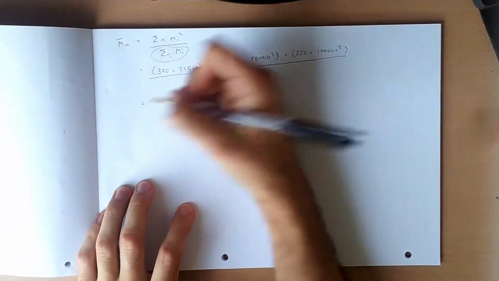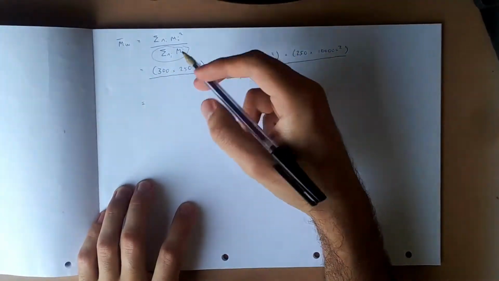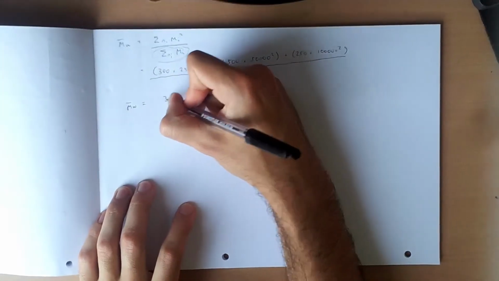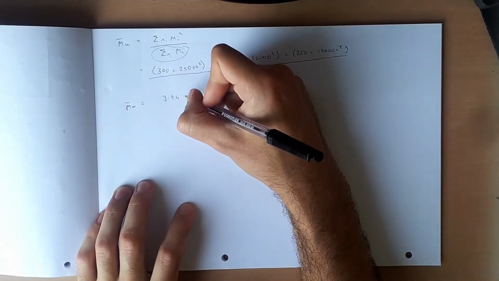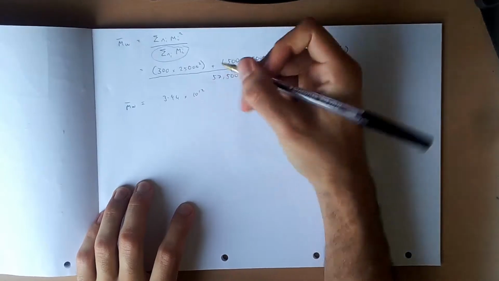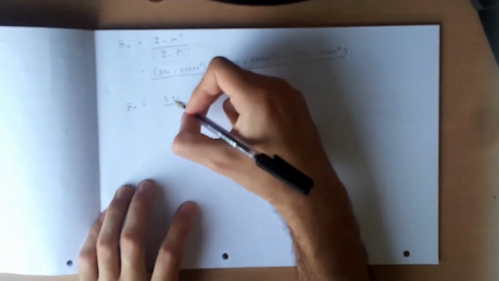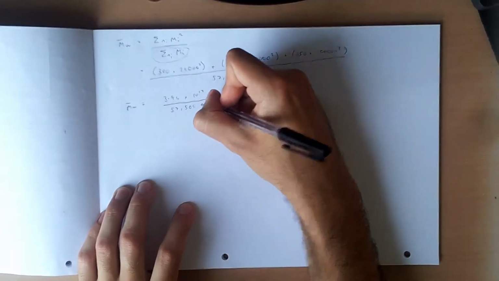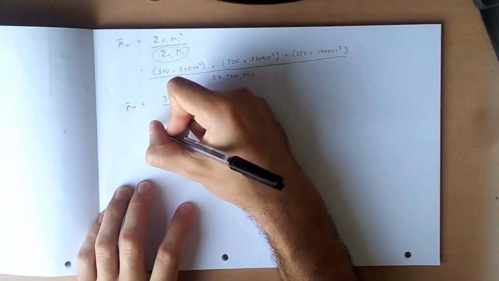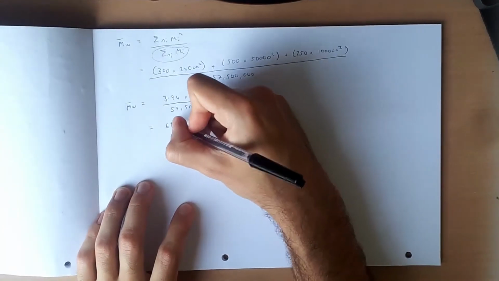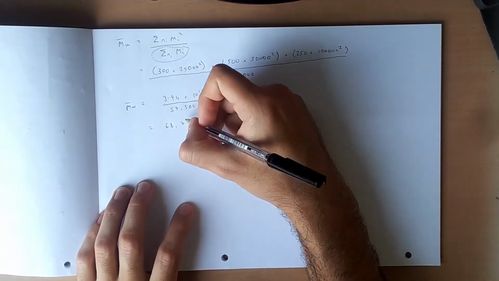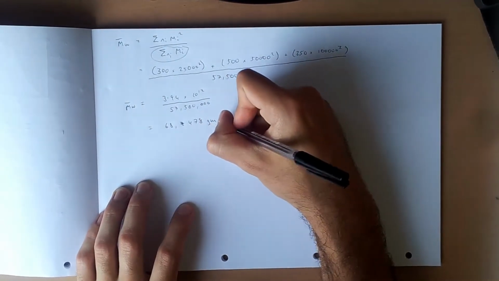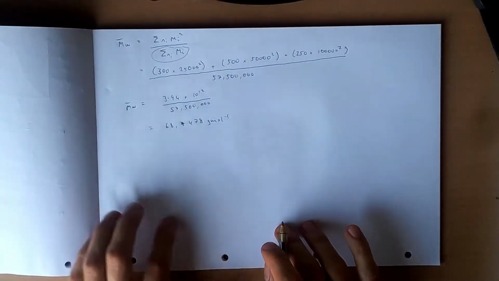So if we calculate that top part on our calculators, we are left with Mw being equal to 3.94 times 10 to the 12 over 57,500,000. So this is equal to 68,478 grams per mole.